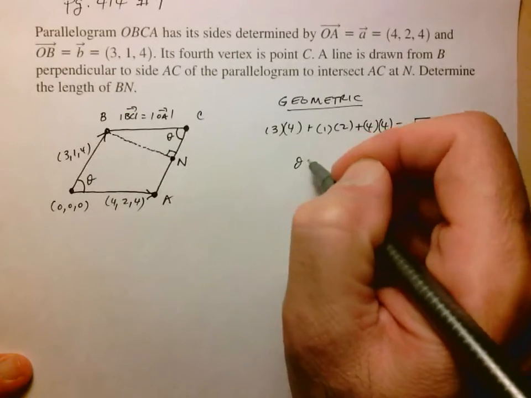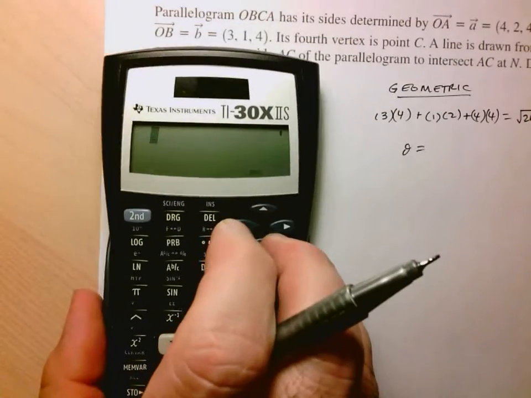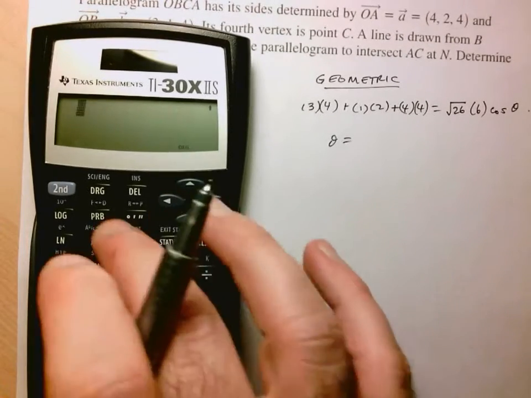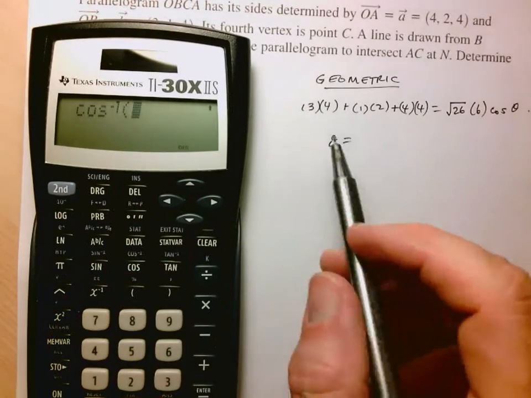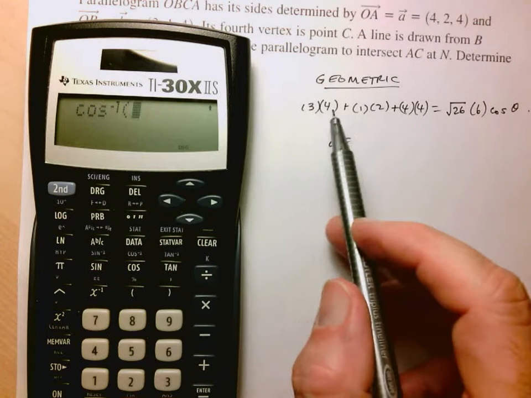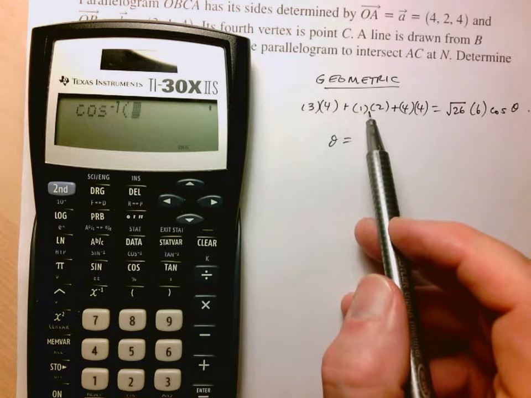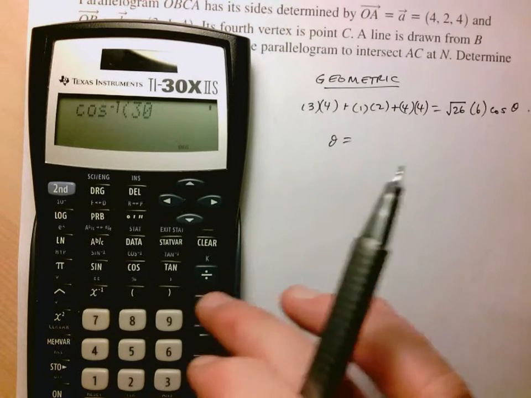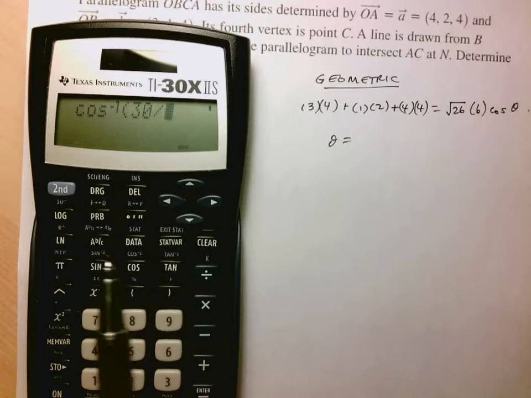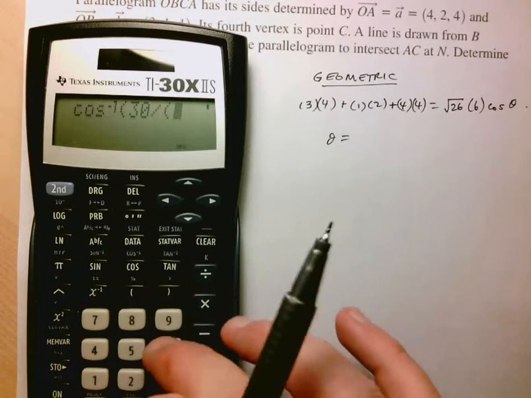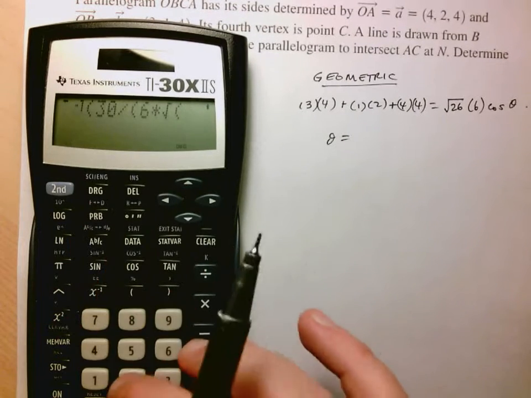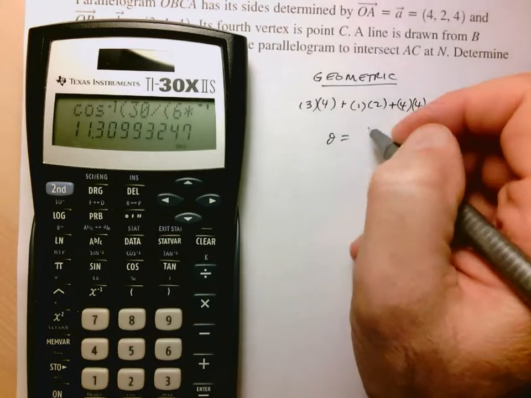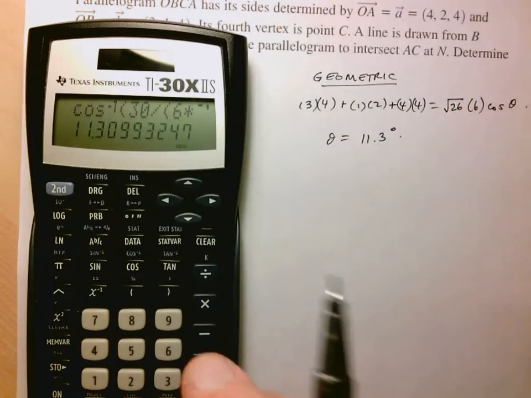And so here we can find theta. And let's do that here. So what do we got? We've got cos inverse of, let's do this in my head here. So here we got 12 plus 2 is 14 plus 16 is 30. Okay, so we've got 30 divided by 6 times root 26. So here, put brackets, 6 times square root of 26. And what do we got? We've got 11.3 degrees. Okay.